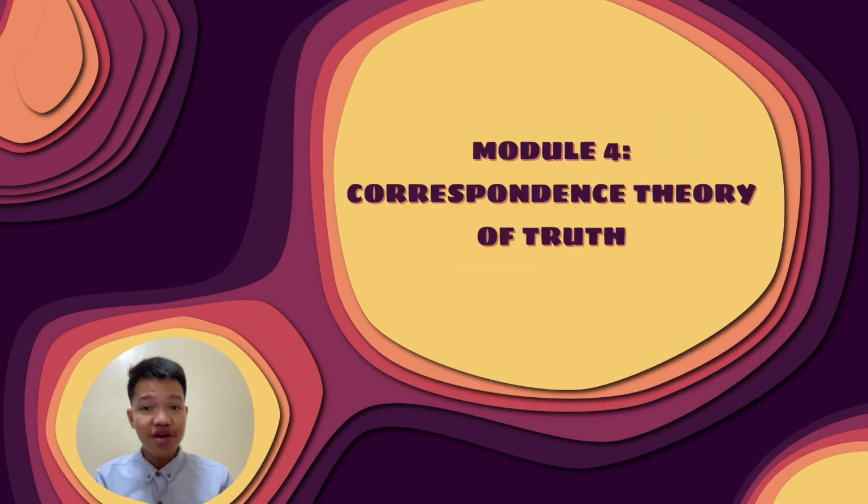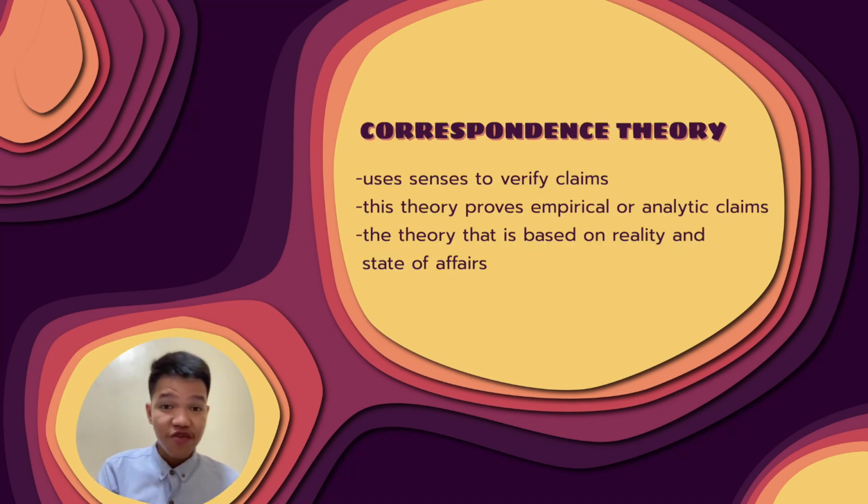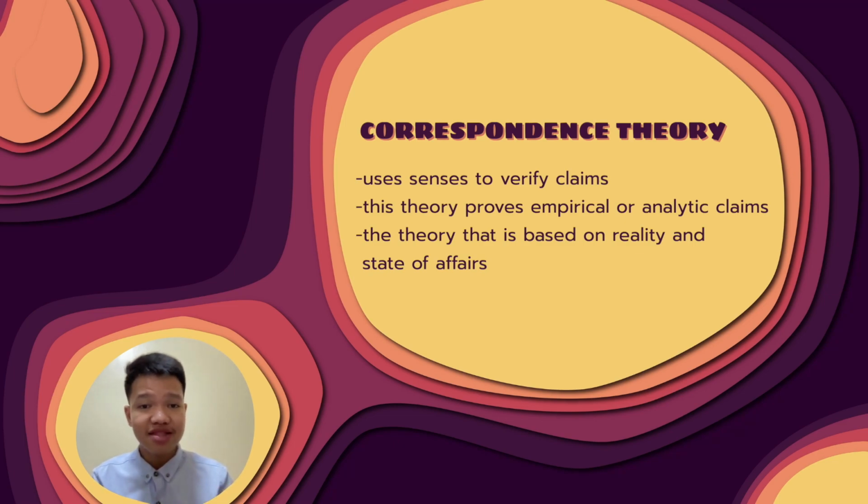For our second theory, we have correspondence theory of truth. So, if coherence theory uses reason, correspondence theory, on the other hand, uses senses. It uses senses to prove empirical or analytic claims. For example, the cat is on the mat. First, it should be established that there is a presence of a cat and a mat. Second, it should correspond to the situation that there is a cat sitting on top of the mat.